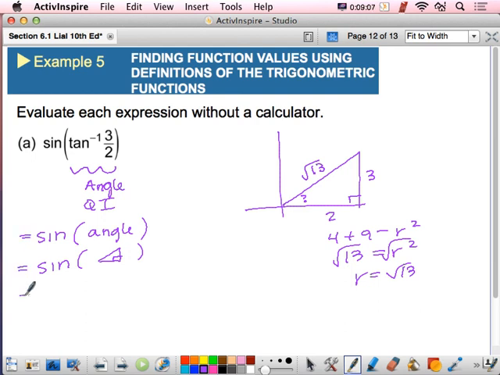3 over square root of 13. It's opposite over hypotenuse, or y over r. So 3 over the square root of 13. And then you rationalize it to 3 square roots of 13 over 13. Does that make sense? Yes.